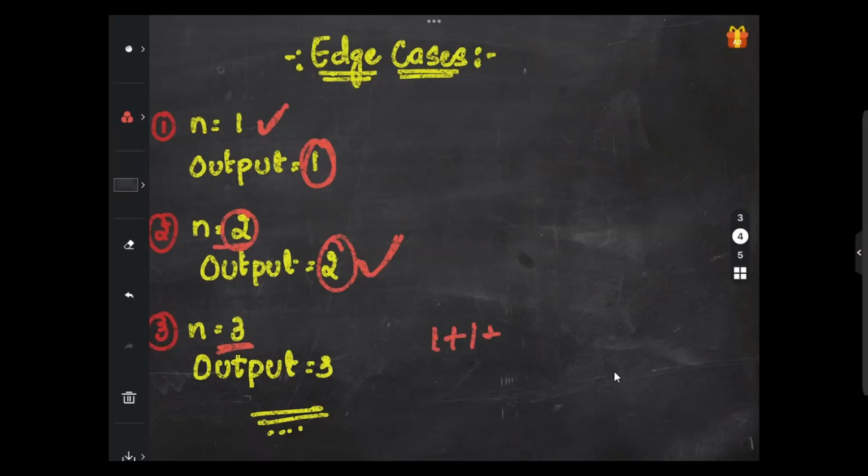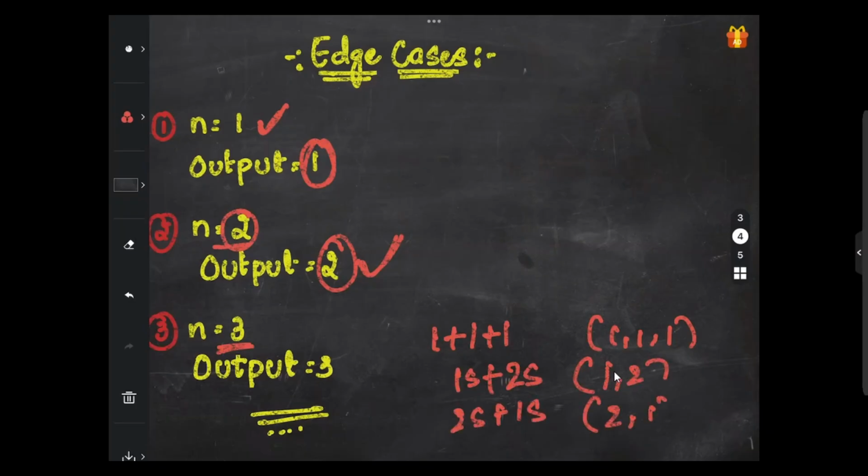So either we can go with 1 plus 1 plus 1, path 1 comma 1 comma 1, and 1 step plus 2 steps. So path is 1 comma 2, and 2 steps plus 1 step. So path is 2 comma 1. These are the 3 ways we have. So we need to return output as 3. So these are the 3 edge cases that we need to keep in mind. So now we are completely familiar with the edge cases as well as the approach. We are good to write the code now.